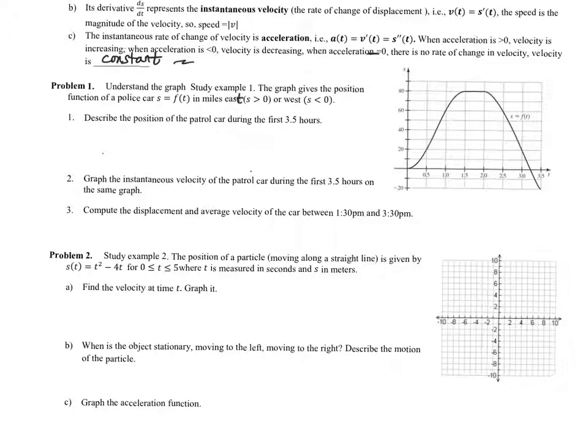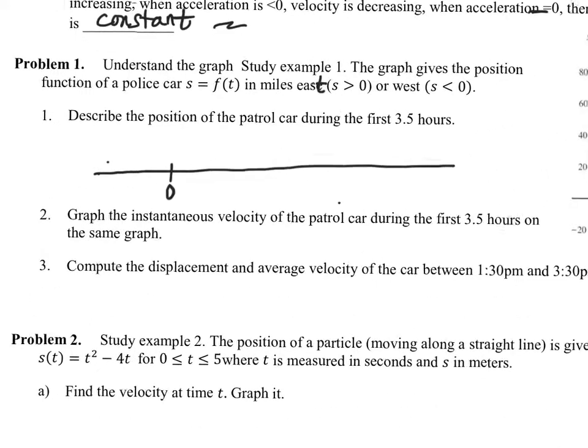The first question here, we want to describe the position of the patrol car during the first 3.5 hours. So there were 3.5 hours here, and we want to describe what's going on there. Therefore I'm going to try to describe that. I'm going to draw a straight line to represent where the car is, and I want to pick the starting point 0. That's where the car is at, the initial position.